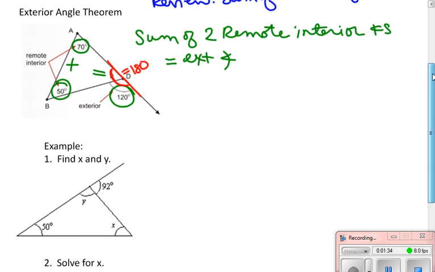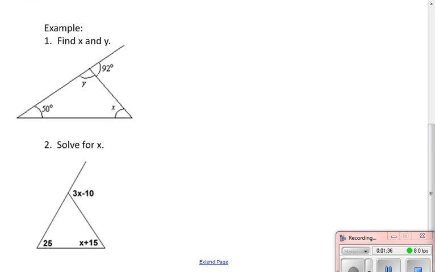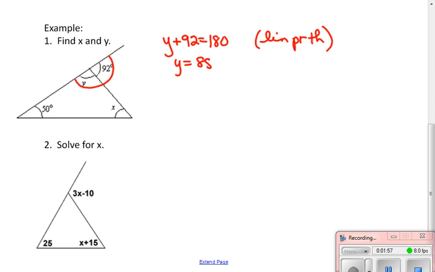So if we look at an example to apply this theorem, in this situation we have an x and a y. So the first thing I'm going to do is use that linear pair theorem and find y. And so I know that y plus 92 equals 180, and that is by linear pair theorem. Use my algebra skills and subtract 92, and I end up with y being 88.